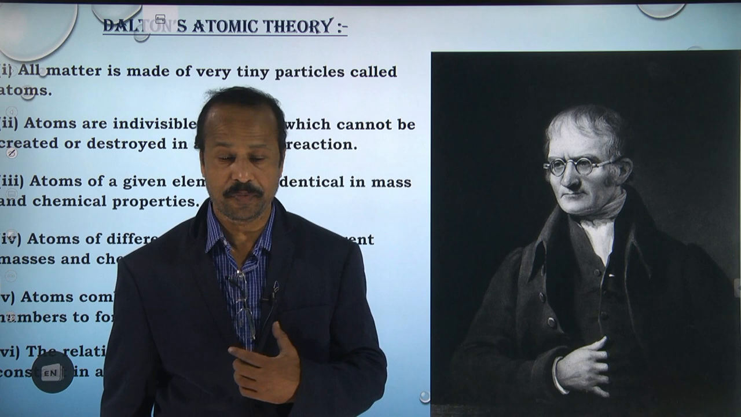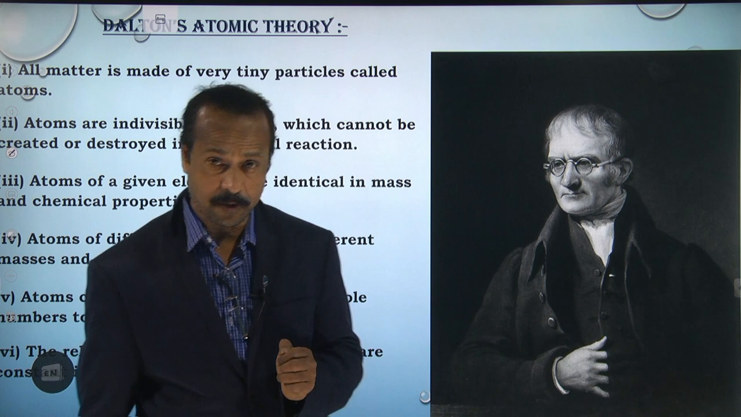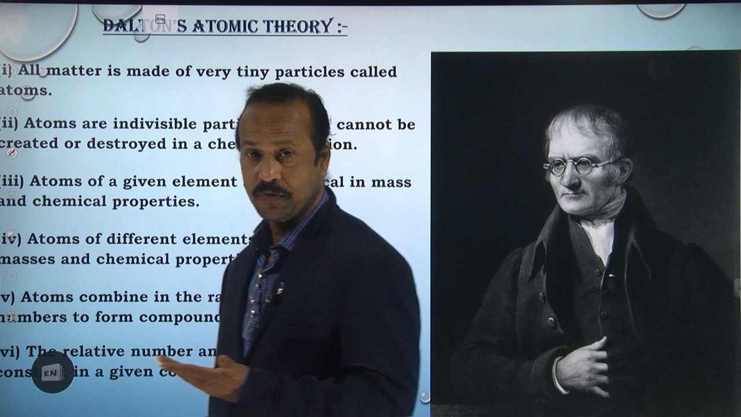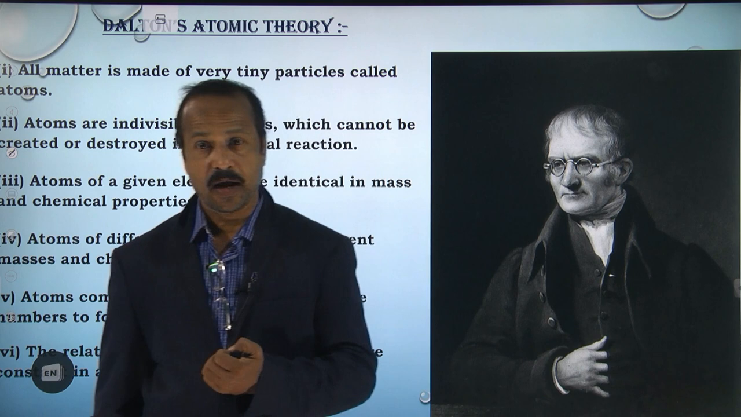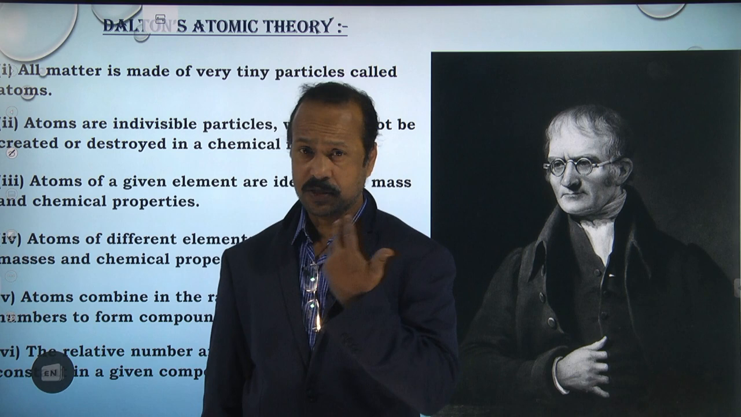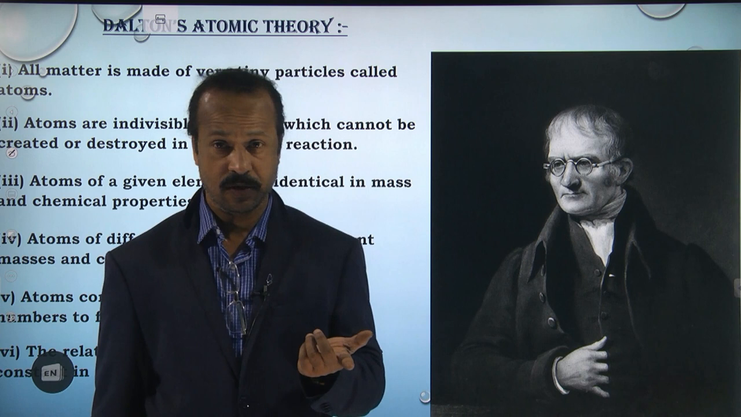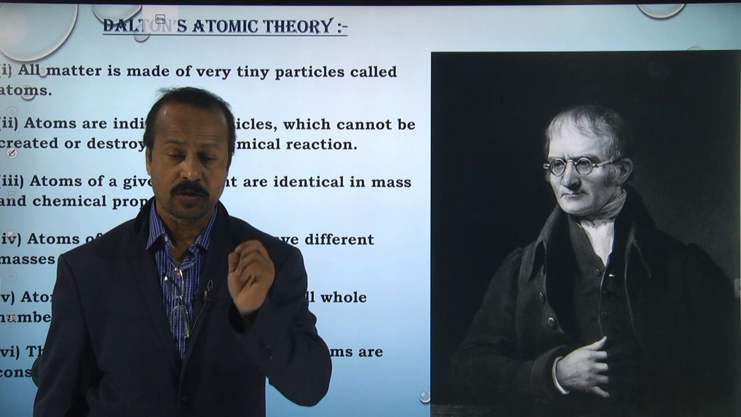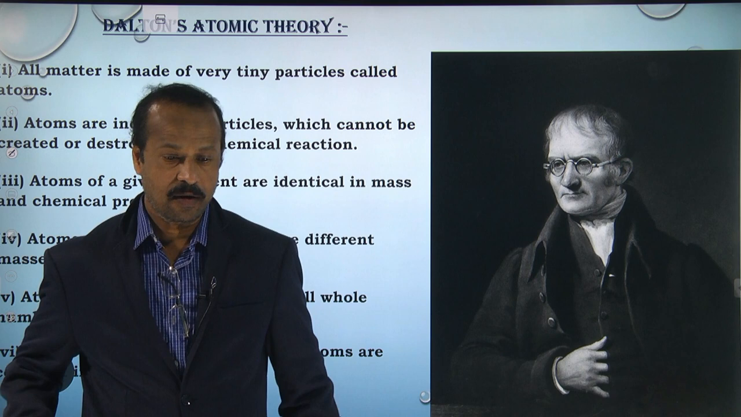Then we also discussed that atoms of the same element have similar properties and atoms of different elements have different properties. For example, if you take copper, whatever the source may be, the physical and chemical properties of copper atoms remain the same. But atoms of different elements have different properties, right? Like if you take copper and gold or silver, these properties are different, because they are different substances.